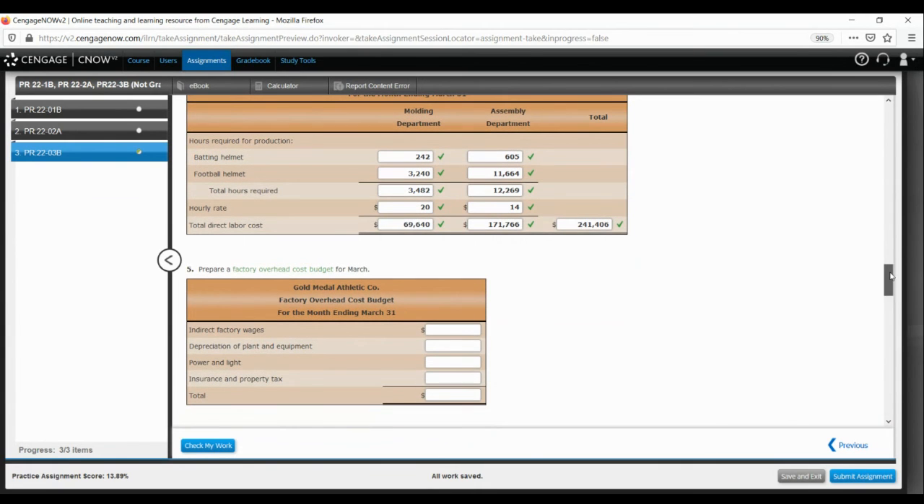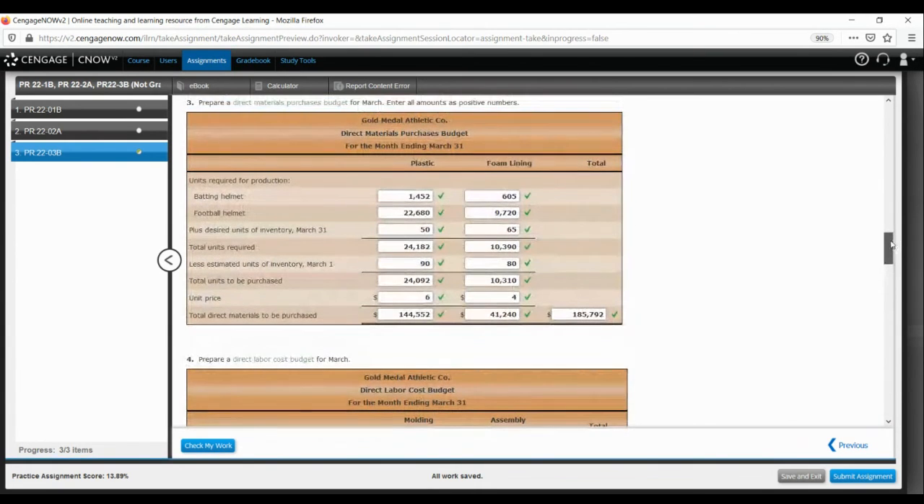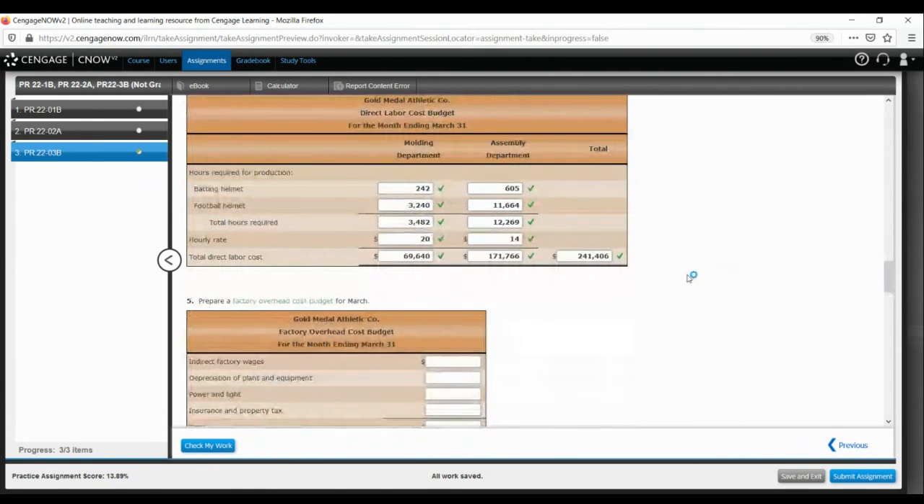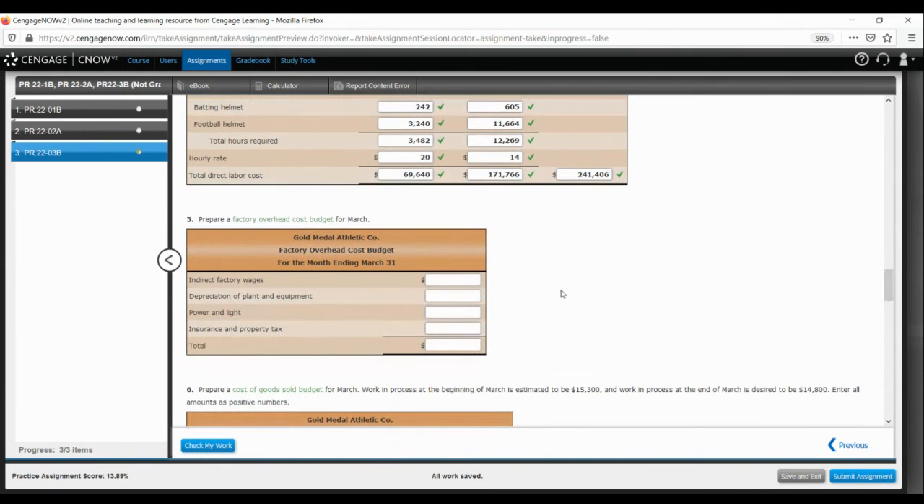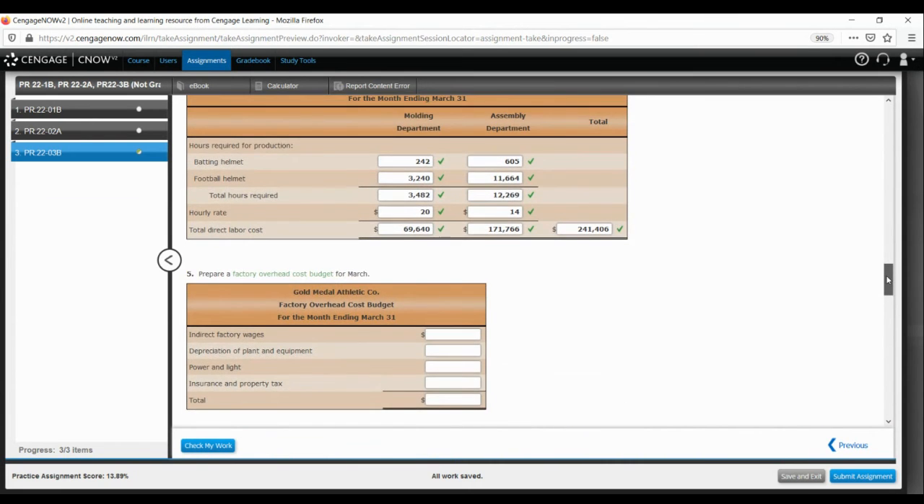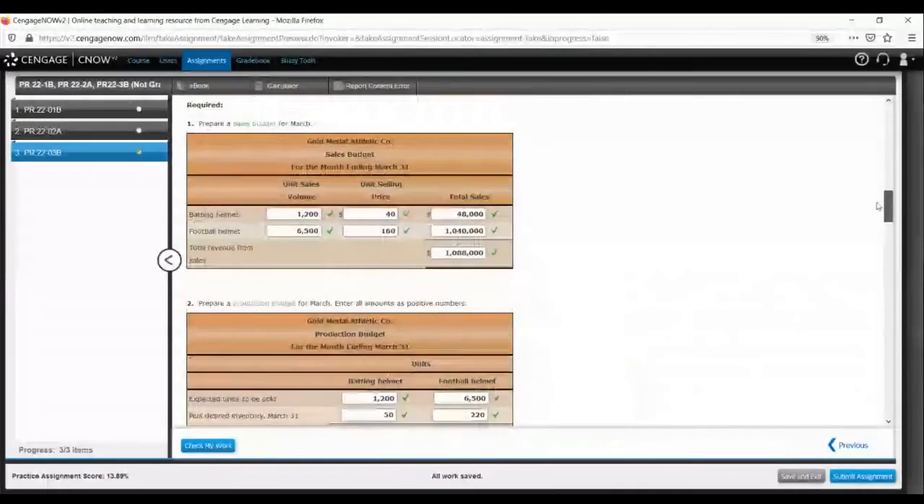Our manufacturing cost again are your direct materials amount plus your direct labor plus the total of your factory overhead. So the good thing about the factory overhead account is there are no calculations. You just plug in the amounts that they've given you that were estimated for this particular budget.